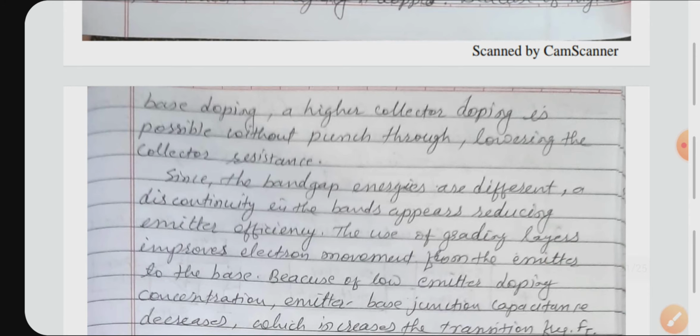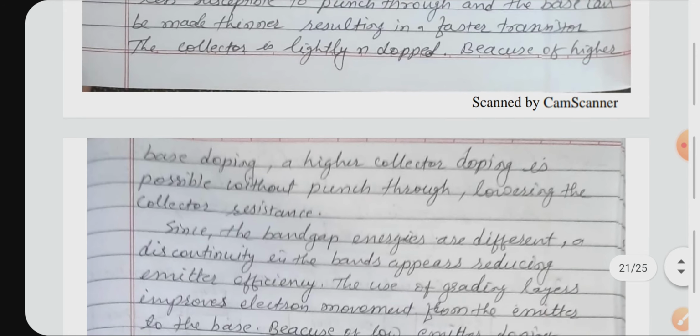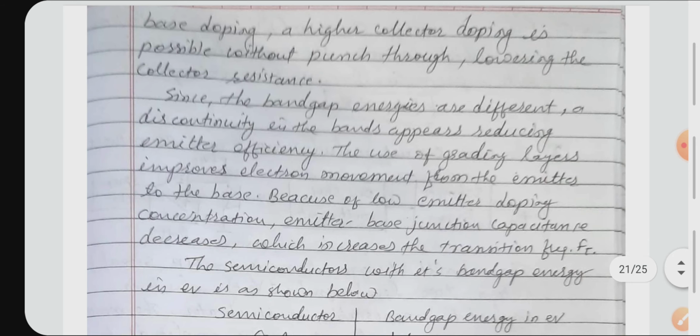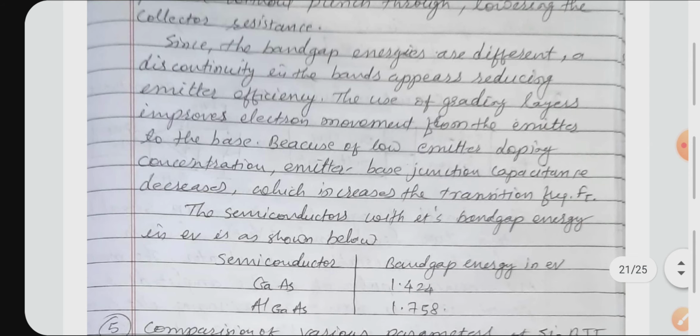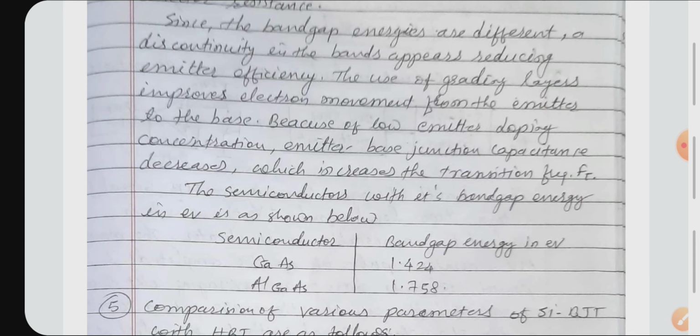Because of higher base doping, higher collector doping is possible without punch through in case of HBTs, which will also reduce the collector resistance. So resistances are low. Since the band gap energies are different, a discontinuity in the bands appears, reducing emitter efficiency. The use of grading layers improves the electron movement from the emitter to base, and because of low emitter doping concentration, the emitter base junction capacitance also decreases, which will increase the transition frequency FT.